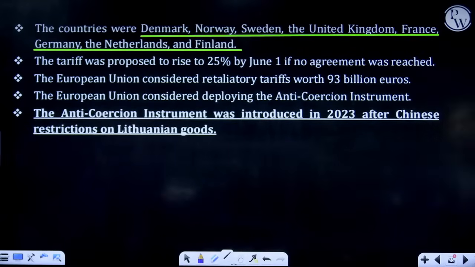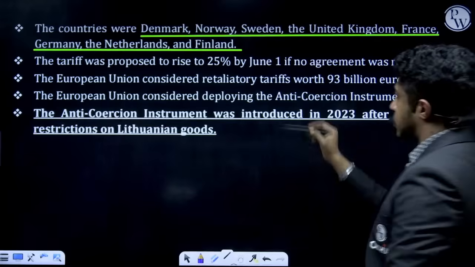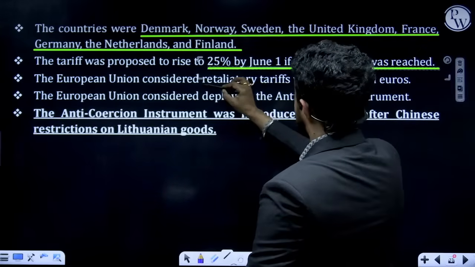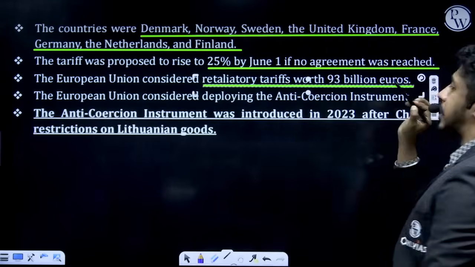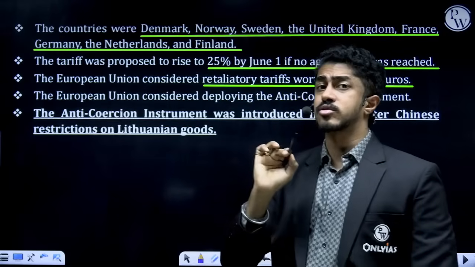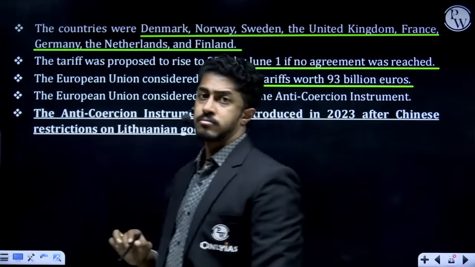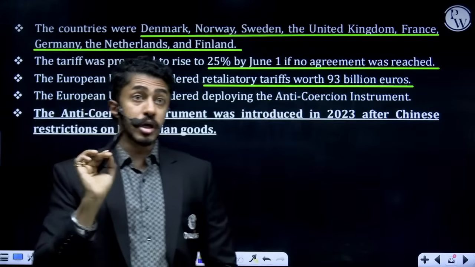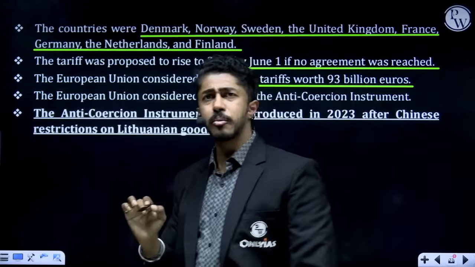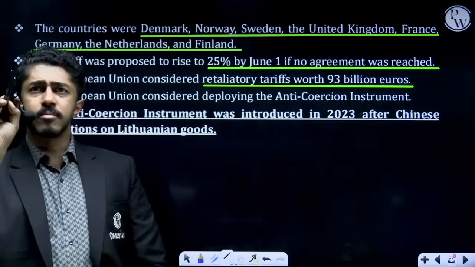Tariff was proposed to rise to 25% by June 1 if no agreement was reached. The European Union considered retaliatory tariffs worth 93 billion euros. Interestingly enough, UK is not actually a part of the European Union. Okay, I'll come to that now.